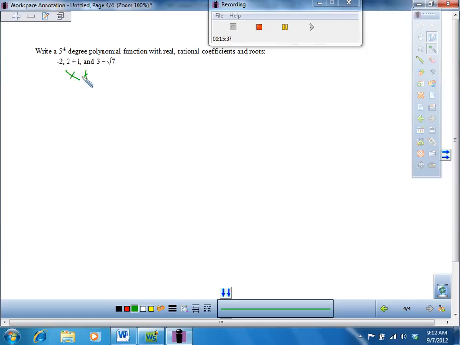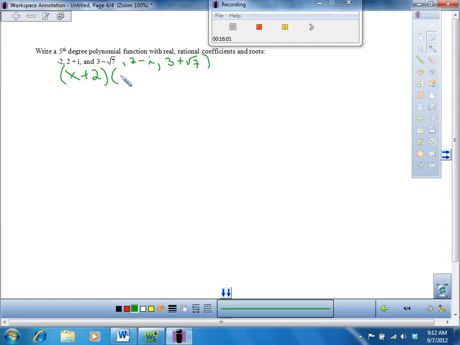x plus 2. If 2 plus i is a root, what else has to be a root? 2 minus i, okay? And if 3 minus root of 7 is a root, what else has to be 3 plus root of 7? So what I have to do now, that's a 7 right there. It looks like an 8, doesn't it? Okay, so now it's a 7.